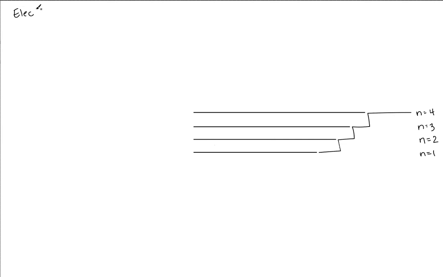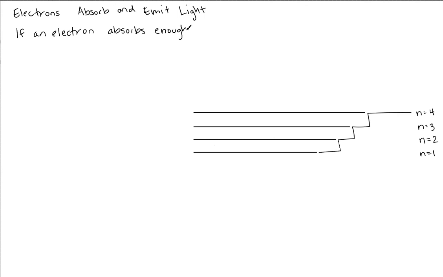Electrons, and we've been talking a lot about electrons. Electrons absorb and emit light. Electrons absorb and emit light. So think about this. If an electron absorbs enough energy, and this can be light energy, this can actually be other kinds of energy too, like heat energy, electricity, and more, right? It could be any kind of energy.